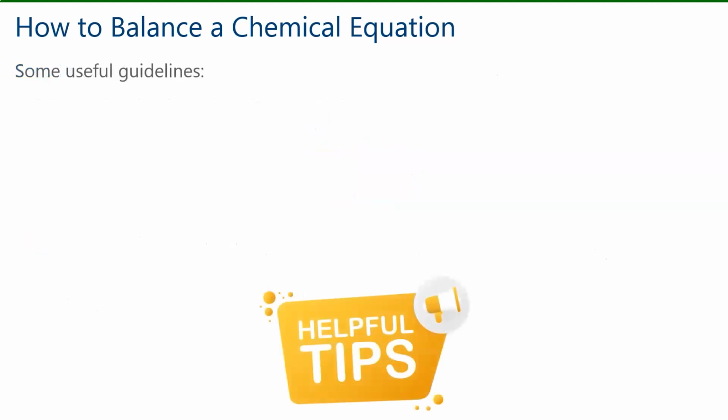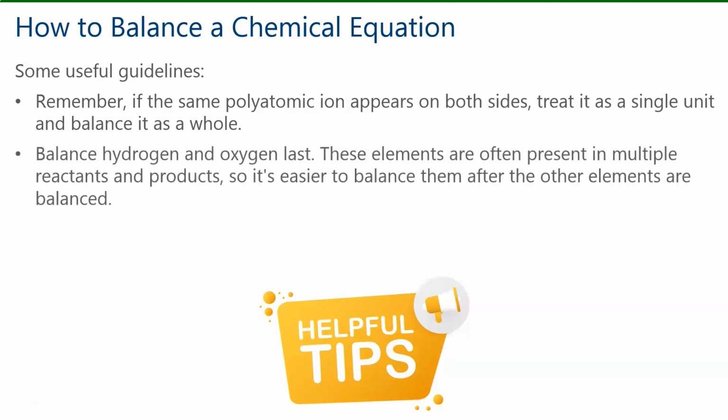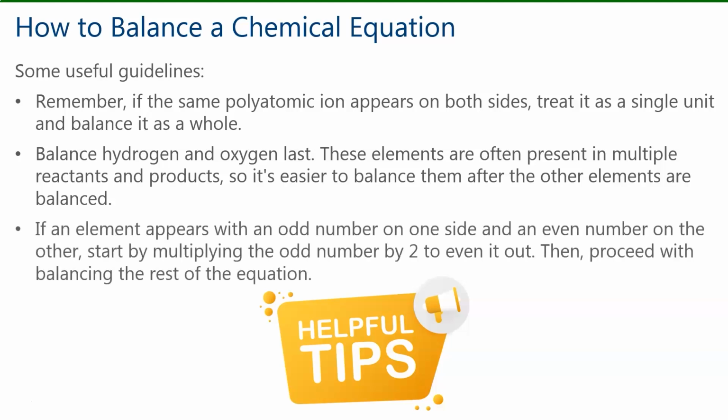Some useful guidelines are: remember, if the same polyatomic ion appears on both sides, treat it as a single unit and balance it as a whole. Balance hydrogen and oxygen last. These elements are often present in multiple reactants and products, so it's easier to balance them after the other elements are balanced. If an element appears with an odd number on one side and an even number on the other, start by multiplying the odd number by 2 to even it out. Then proceed with balancing the rest of the equation.